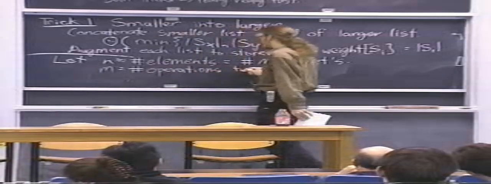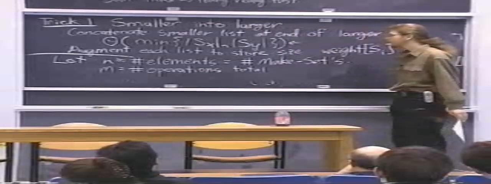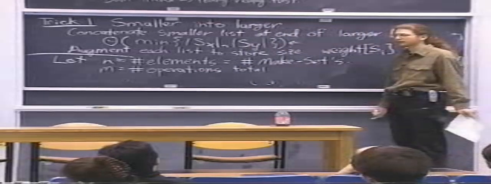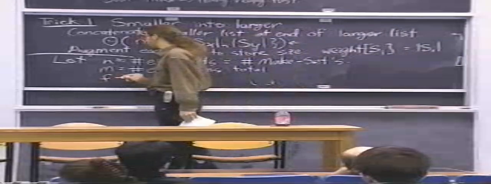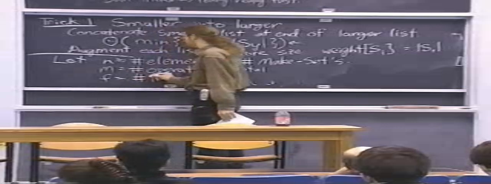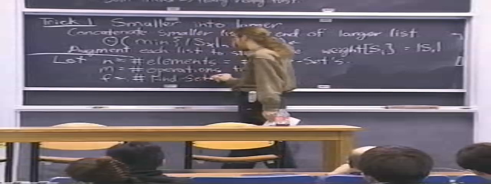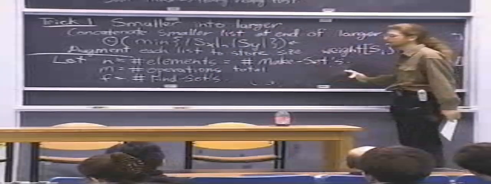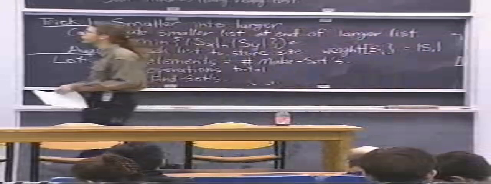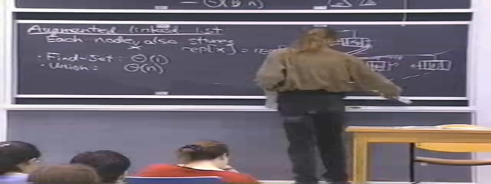total. So that includes make sets, so it's at least N. It also includes find sets and unions. In particular, F will denote the number of find sets. Okay, so this is just so we know what we're counting. These are the easy things to count, and we want to analyze our algorithms in terms of them. So I just want to fix notation there. And now, so let's go here.